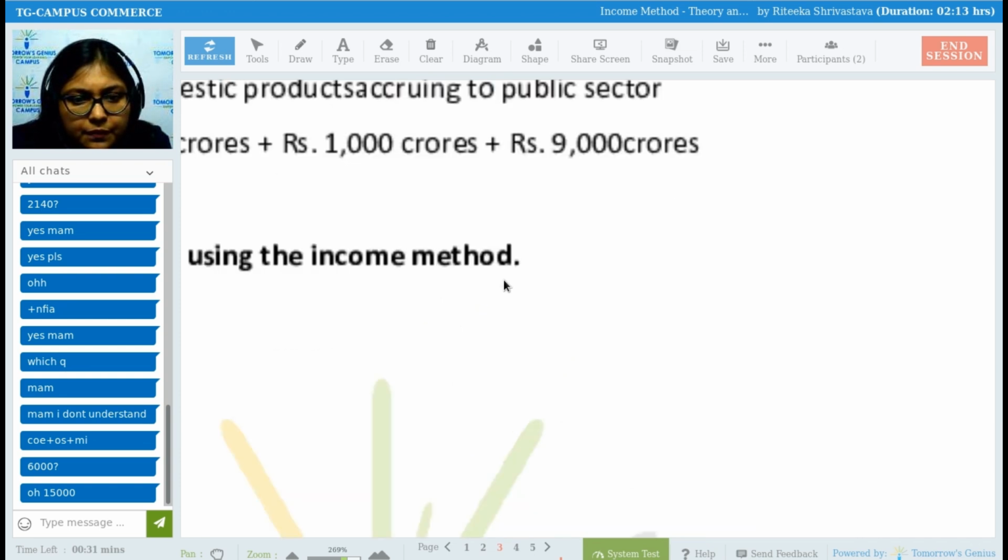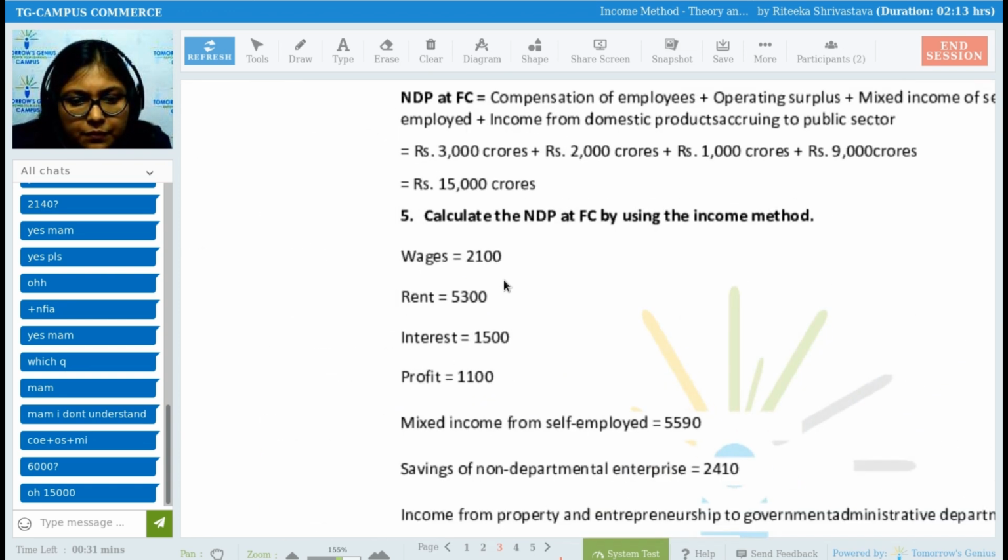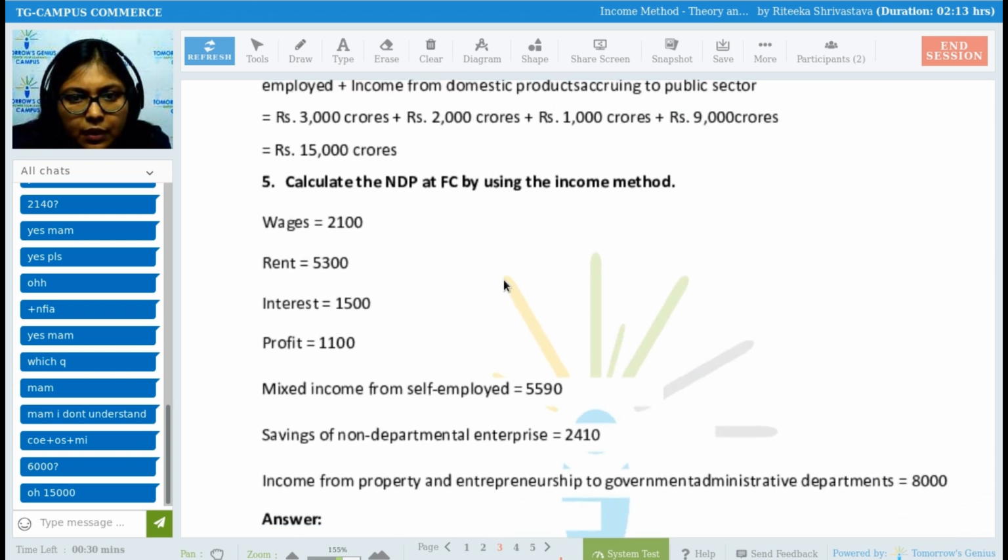Fifth one. Calculate NDPFC by using the income method. NDPFC is nothing but your income method, so you don't have to find out any other aggregate. You just have to find out NDPFC. Everything is given. Write the formula. See what all things are given. If COE is not given, then see what part of COE is given. If profit is not directly given, then see what part of profit is given. Accordingly, put up everything and solve the question. Very small, quickly, 5 minutes.